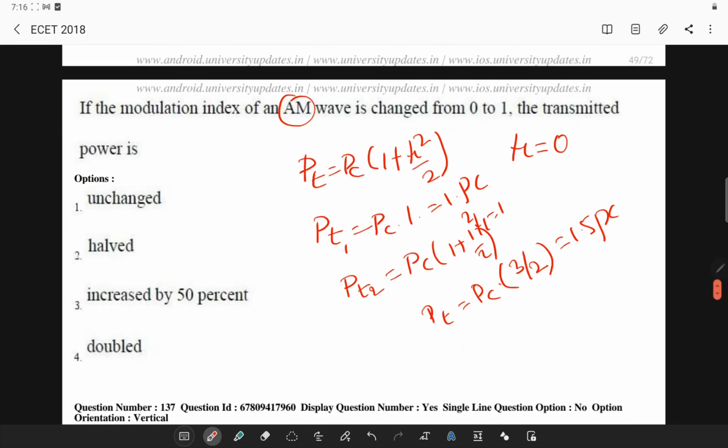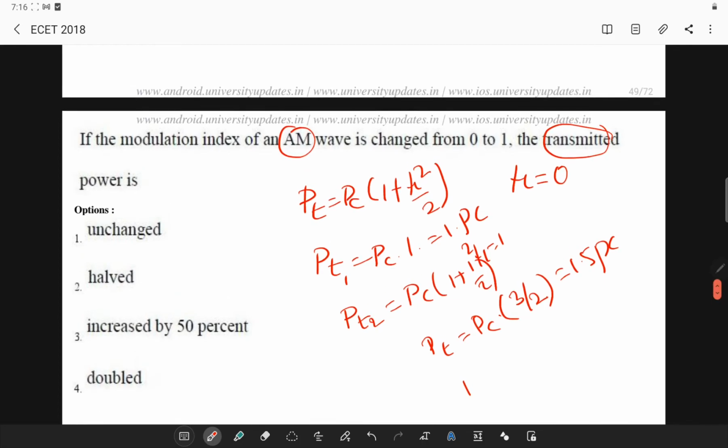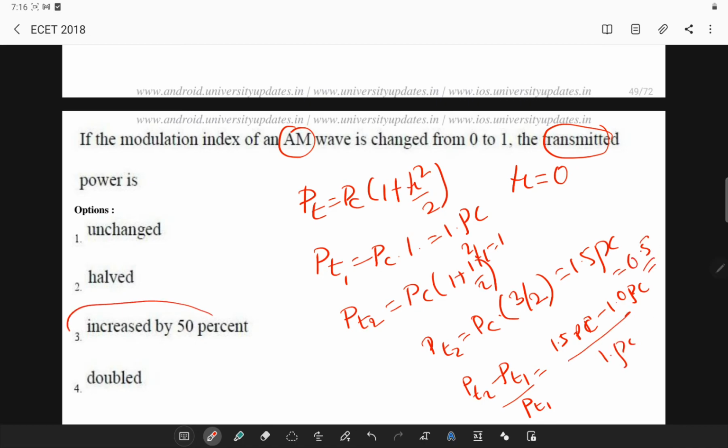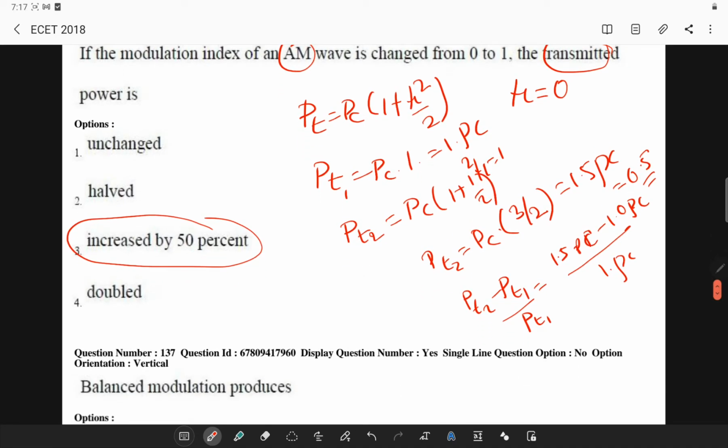To see what the power change is, you can simply take Pt2 minus Pt1 by Pt1. So this is 1.5 Pc minus 1 Pc divided by 1 Pc. This is 0.5, or you can simply say it is increased by 50%.